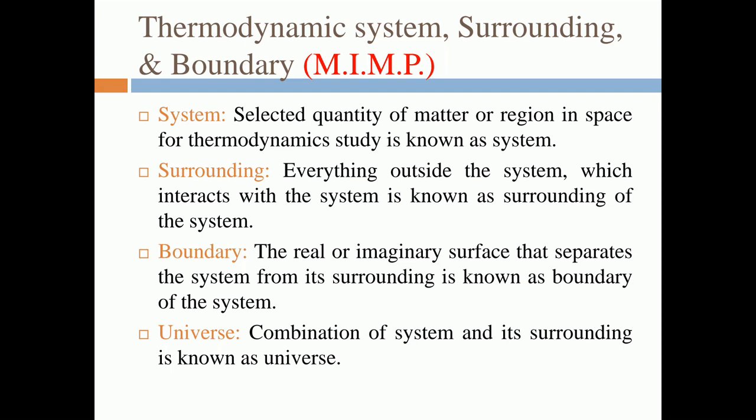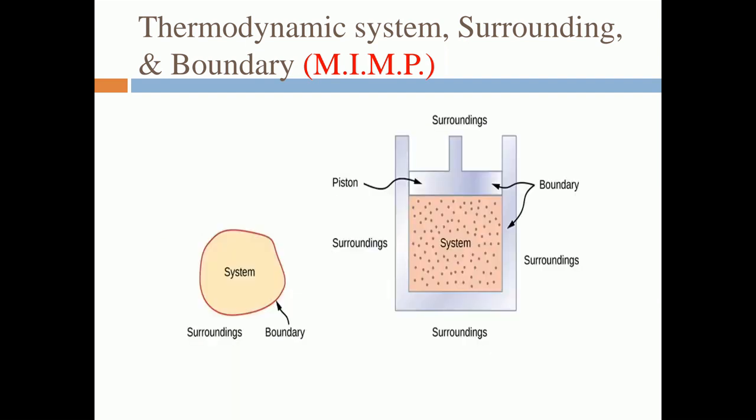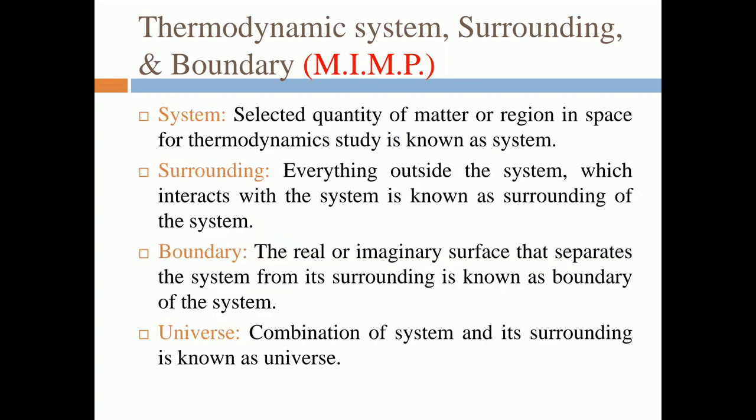It can be imaginary or real. For example, this is the imaginary, the line drawn here is imaginary, and this is the real surface. So this is known as a boundary. Universe: the combination of system and its surrounding is known as a universe.